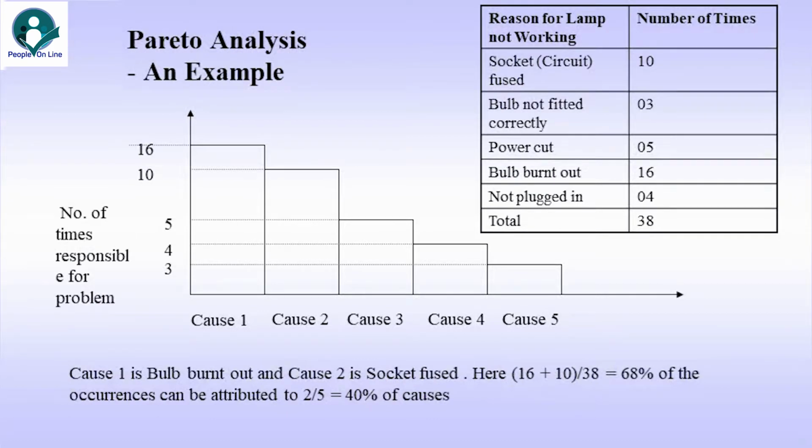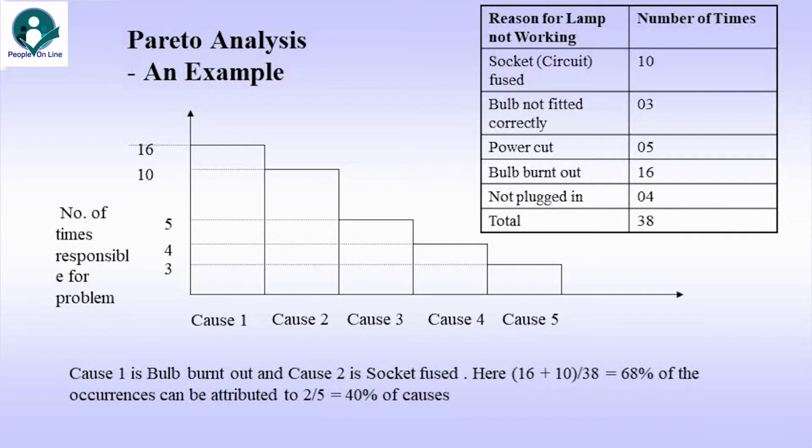Pareto analysis, an example. We are referring to the earlier problem of the lamp not working. We had seen a fishbone diagram, and here what we are presenting in the table on the right hand top corner is basically data available on failure. There were 38 complaints received by the people responsible for carrying out maintenance work. 38 times they received a complaint that the table lamp was not working. And the failures were analyzed and they came up with the following data.